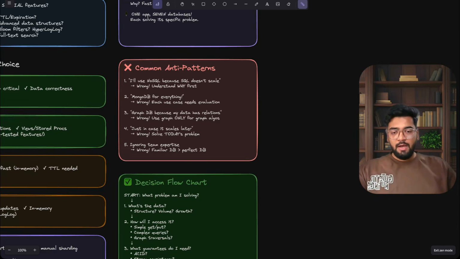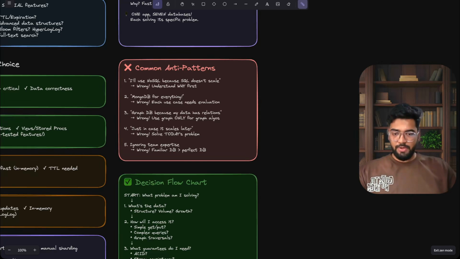GraphDB because my data has relations. Well, if you don't need complex graph algorithms and some sort of recommendation or social network engines, you don't need that much data to be in your GraphDB. Just in case it scales later. So solve today's problem. Don't just procrastinate and ignore.